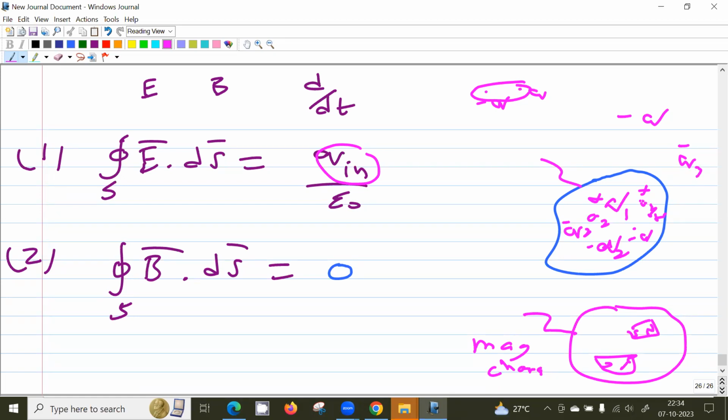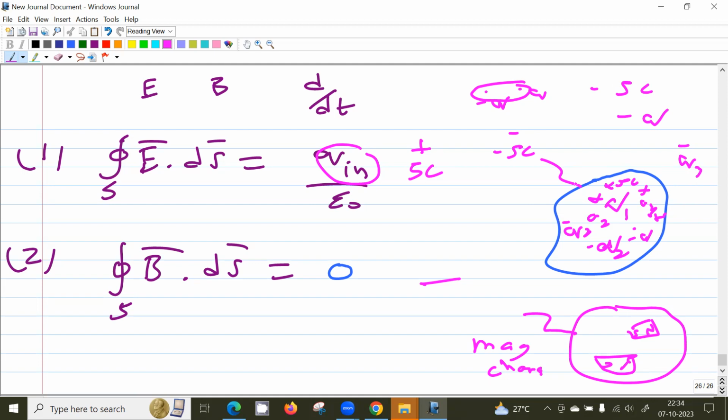See, in case of the electric field or electric charge, I can have positive charge and negative charge separately. I can have plus 5 coulombs independently of minus 5 coulombs, irrespective of whether it's there or not. So I can put plus 5 coulombs inside and minus 5 coulombs outside. In that case, the net charge present inside this closed surface is plus 5 coulombs, right?